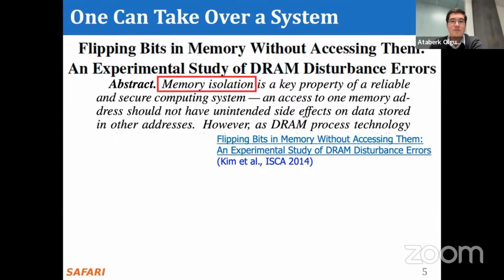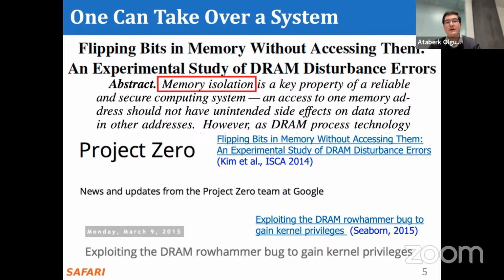RowHammer is a problem mainly because the previous user-level program that accesses one memory location has unintended side effects on data that resides in memory. In other words, it breaks memory isolation. And memory isolation is a key property of reliable and secure computing systems. Many prior works, including this one, have shown that RowHammer can be used to take over systems.